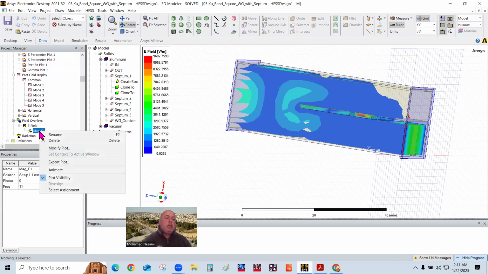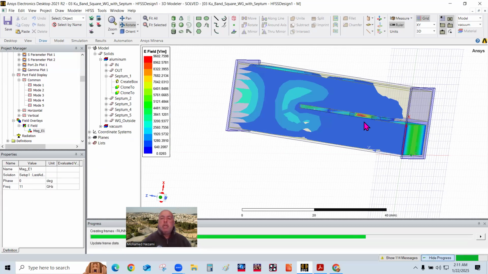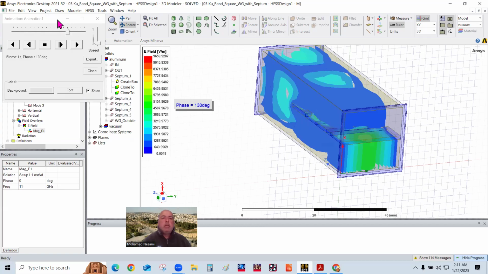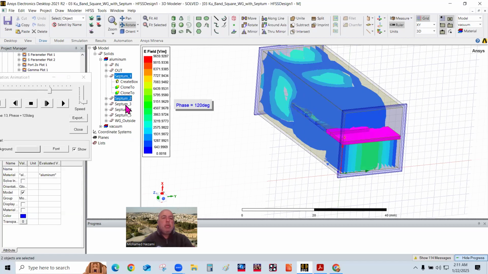And if you animate this, that's the magic of the septum piece that is in there right now, which is the metal pieces in here. Let me just point out where the septums are, these.